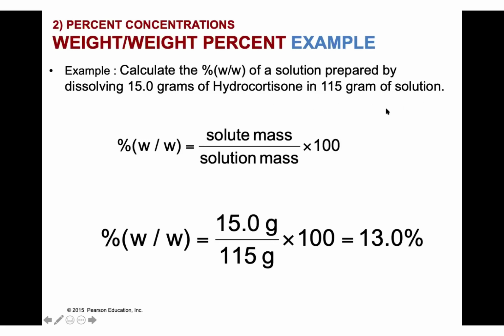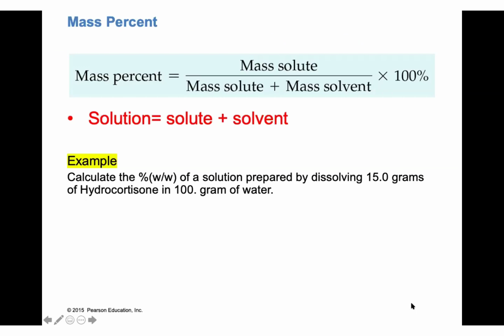So if you don't know which one, even if they don't give you a solution here, always the one with the higher number is the solution, basically, and you multiply by 100. That would be 13.0%.